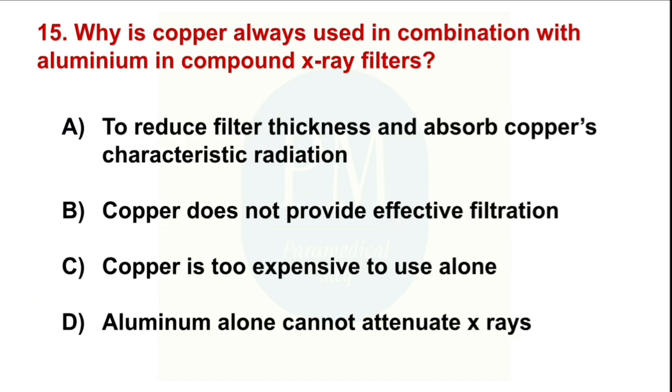Why is copper always used in combination with aluminium in compound X-ray filters? Option A. To reduce filter thickness and absorb copper's characteristic radiation. Option B. Copper does not provide effective filtration. Option C. Copper is too expensive to use alone. Option D. Aluminum alone cannot attenuate X-rays. The correct option is option A. To reduce filter thickness and absorb copper characteristic radiation.